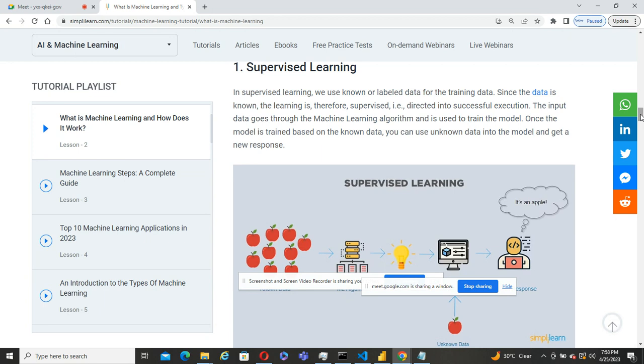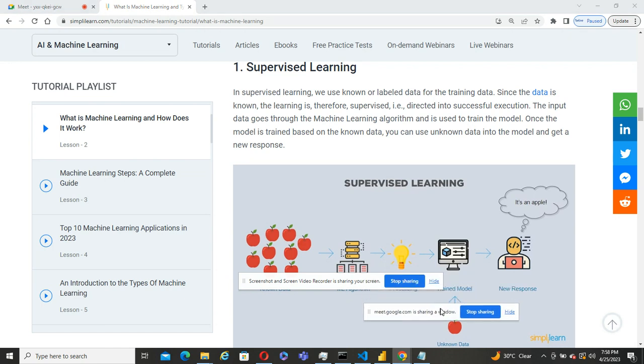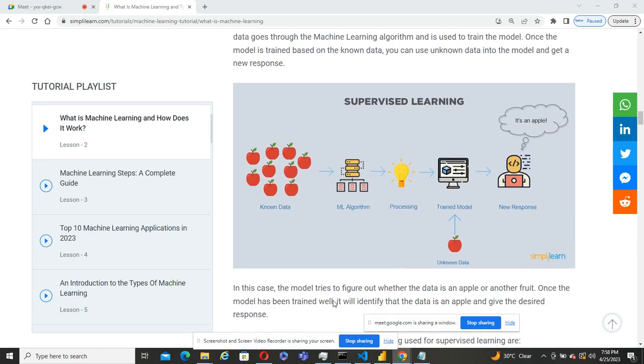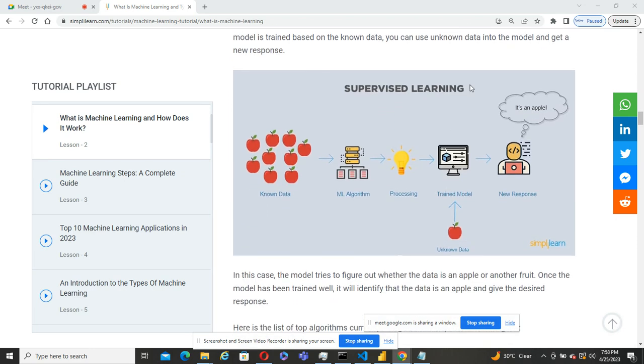The input data goes through the machine learning algorithm and is used to train the model. Once the model is trained based on the known data, you can feed unknown data into the model and get a new response. Now, let's look at an example here. You will understand it more with this example. Can you take a look at the diagram here?